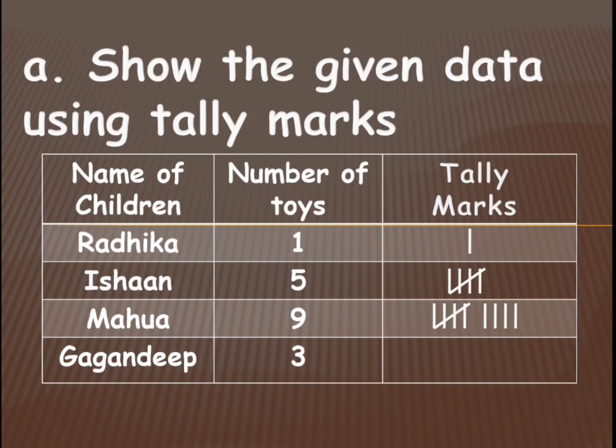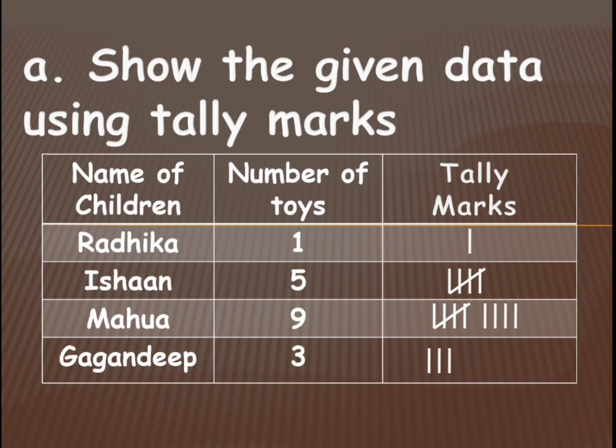Next Gagandeep has 3 toys, so you have to draw 3 lines: 1, 2, 3. So in this way you have to put the tally marks. After writing the tally marks, you might be asked questions like, who has the least toys? That is Radhika. Radhika has only one toy. Who has more toys? 9 is the big number among 1, 5, 9, 3, and 9 is for Moa. So you'll write Moa.